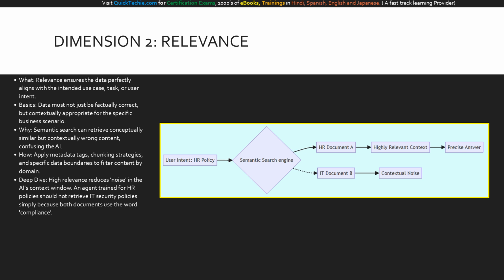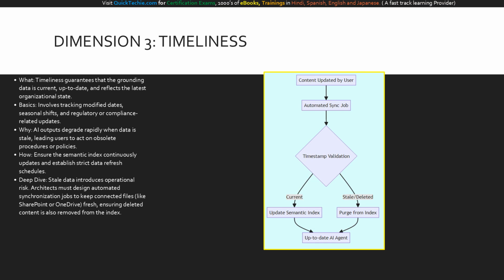We must actively prune the dotted pathways of contextual noise so that the AI only receives data that is strictly relevant to the user's specific business process. Our third critical dimension is timeliness. Timeliness guarantees that the grounding data is current and reflects the absolute latest state of the organization.